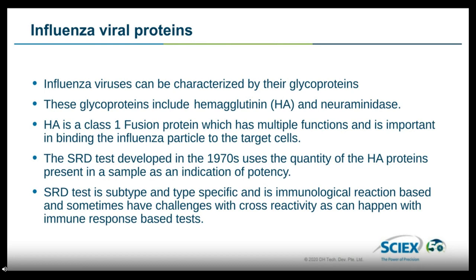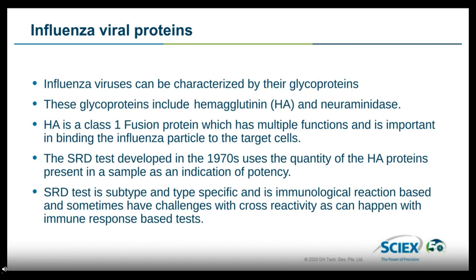So as an introduction, influenza viral proteins consist of a number of different proteins, and particularly they can be characterized by their glycoproteins. These glycoproteins include hemagglutinin, HA, and neuraminidase. These hemagglutinin and neuraminidase proteins change depending on the strain that is present in the virus and in the vaccine. Hemagglutinin is a class 1 fusion protein which has multiple functions and is important in binding the influenza particle to the target cells.